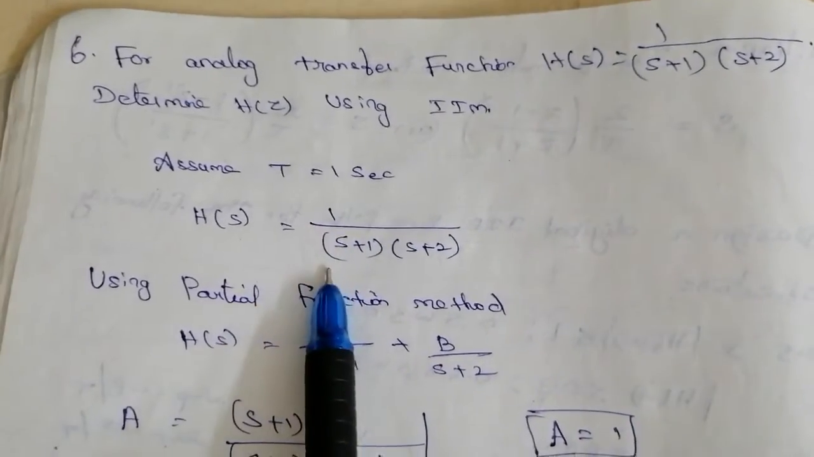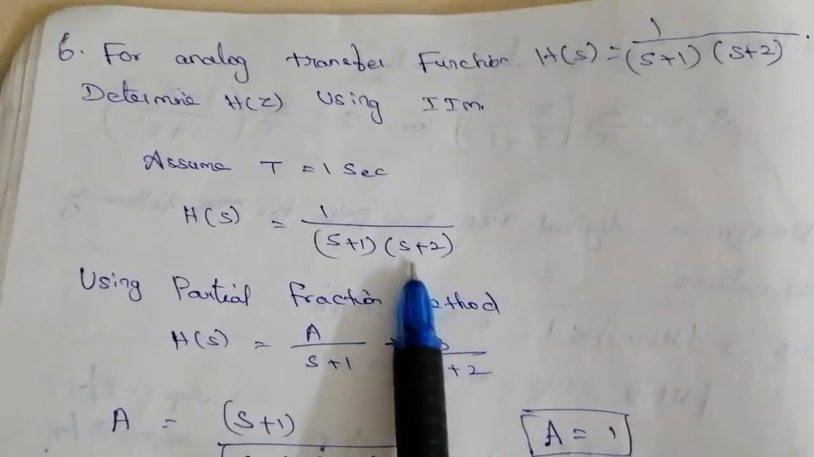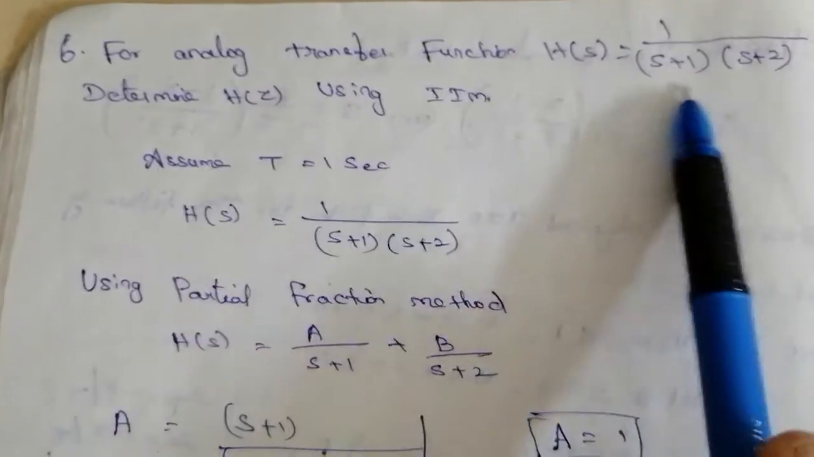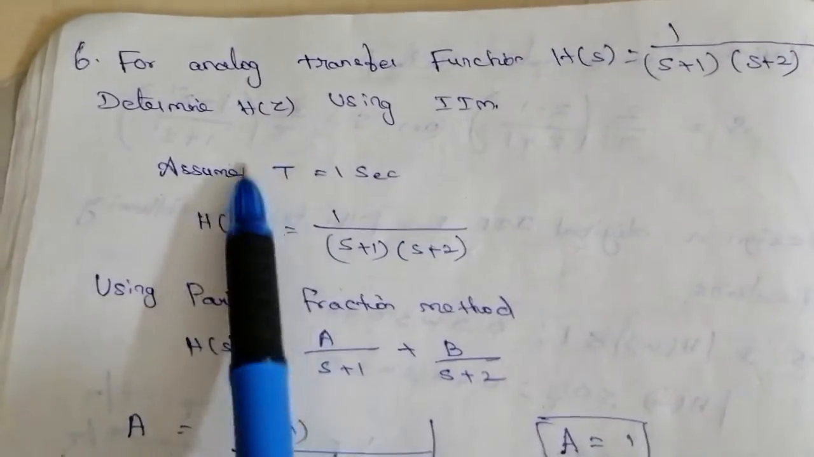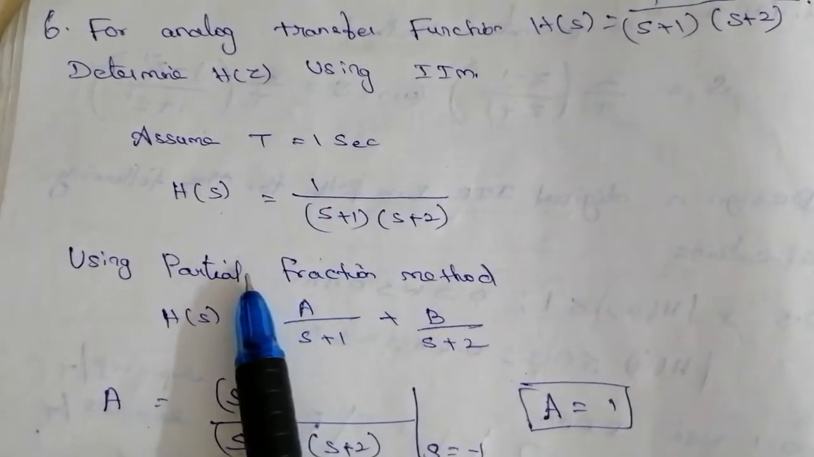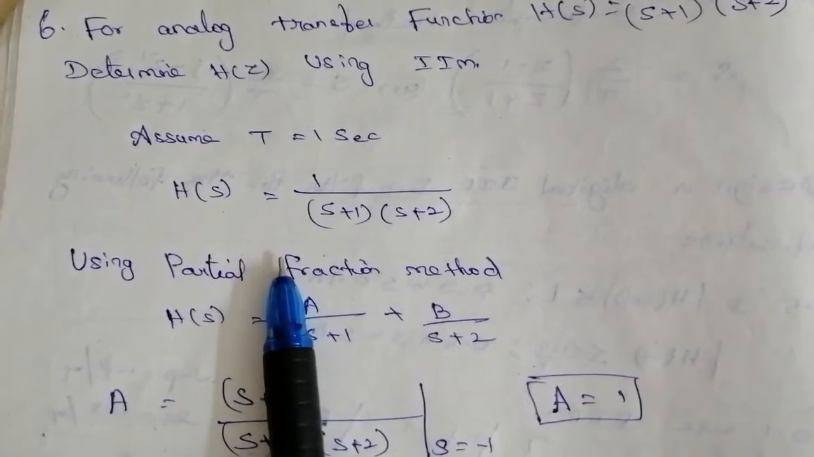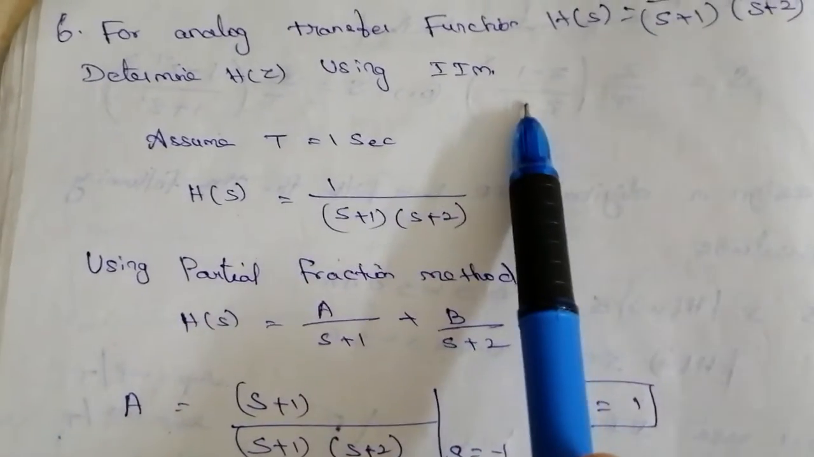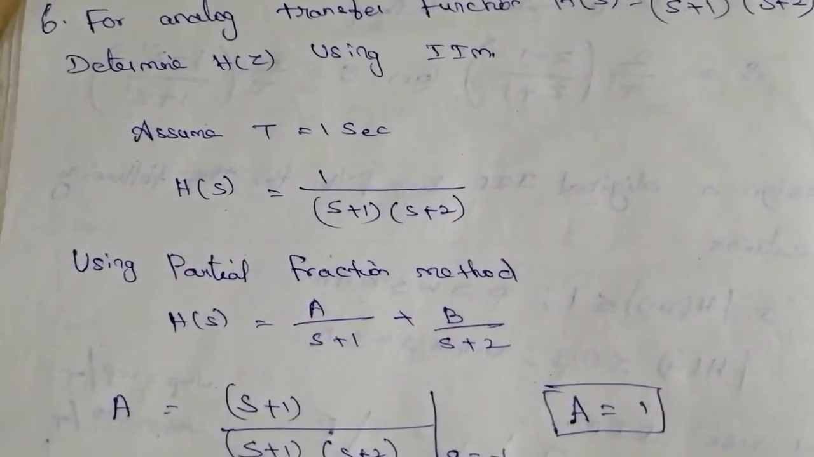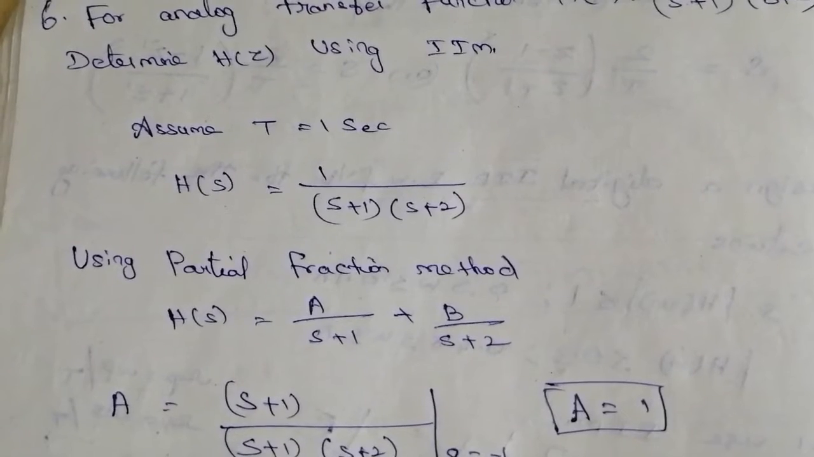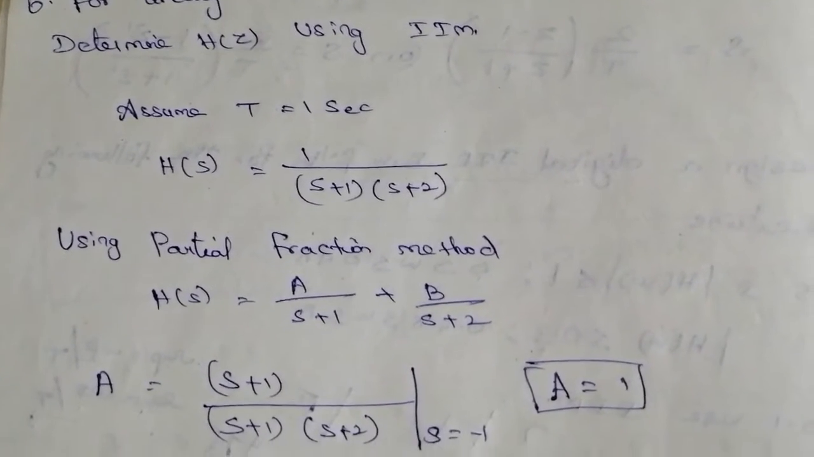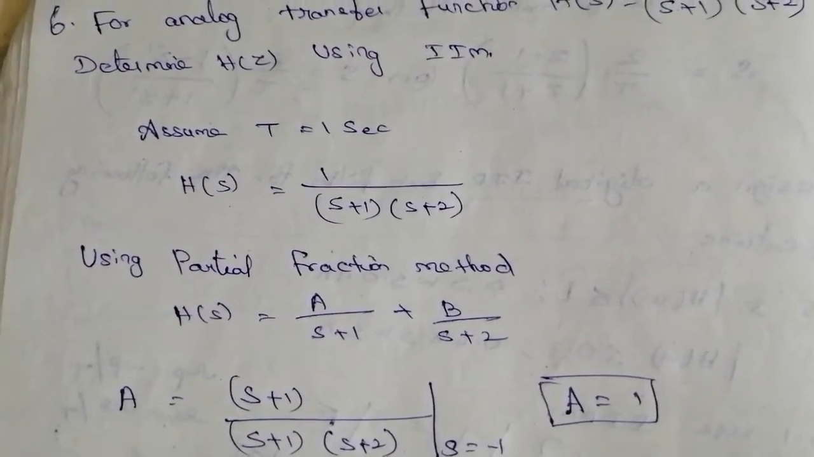H(s) equal to 1 divided by (s plus 1)(s plus 2). So here T value is not given, so we have assumed T equal to 1 second. We know the formula for impulse invariance method: 1 divided by (s minus p_i) equals 1 divided by (1 minus e power p_i T z power minus 1).